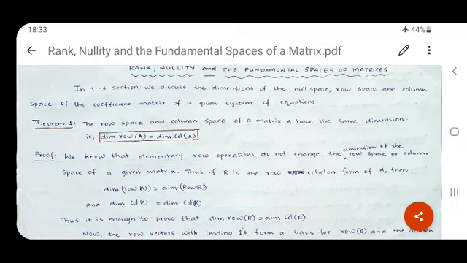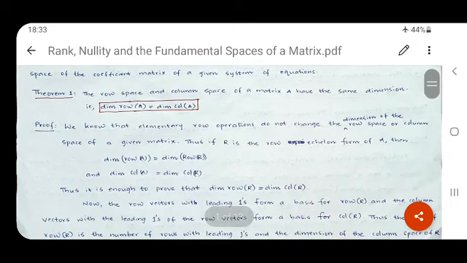Theorem 1. The row space and column space of a matrix A have the same dimensions. That is, the dimension of the row space and the dimension of the column space of a given matrix are the same. The proof is simple. We know that elementary row operations do not change the dimension of the row space or the column space of a given matrix. Even though elementary row operations change the row space and the column space, they do not change the dimension of the row or column spaces.